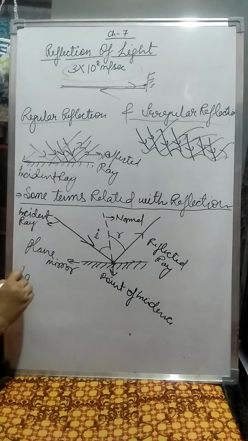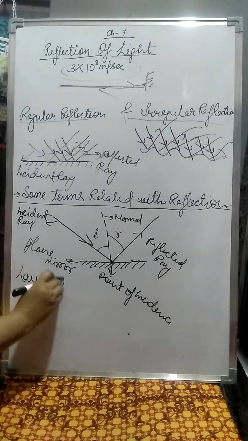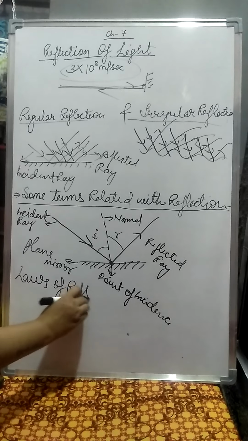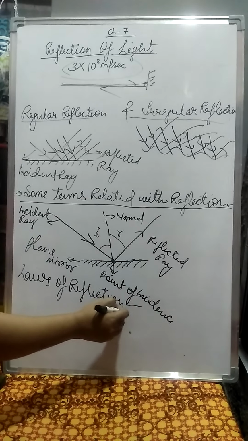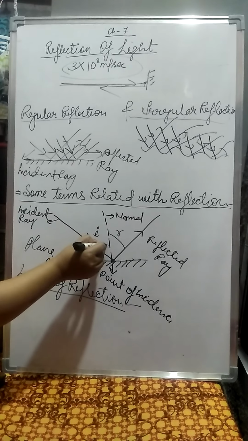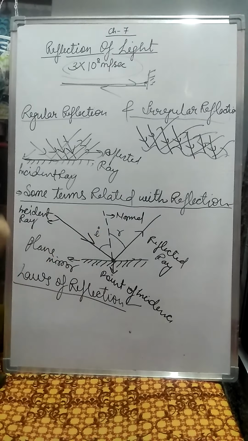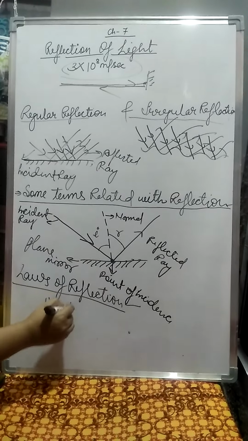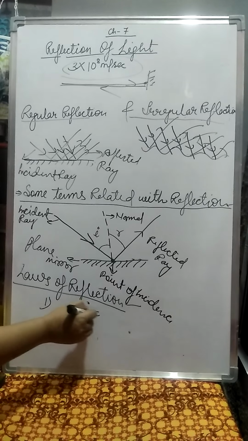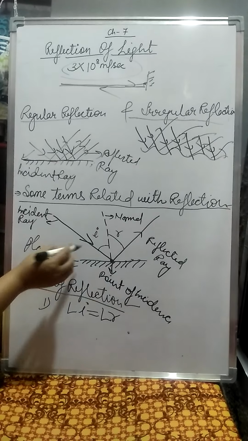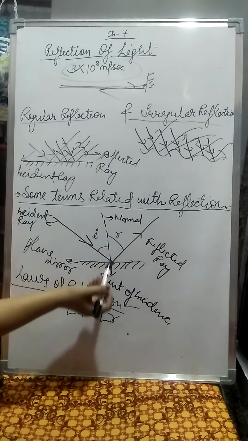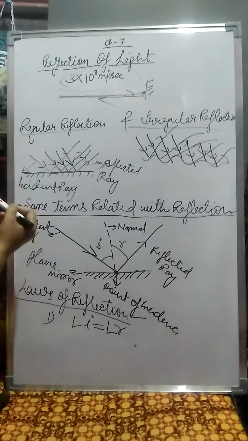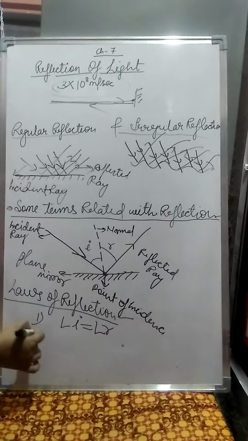Next we have the laws of reflection. There are two laws of reflection. The first says that the angle of incidence is equal to the angle of reflection. The angle made by the incident ray and the normal is equal to the angle made by the reflected ray and the normal. That is, angle of incidence is equal to angle of reflection.